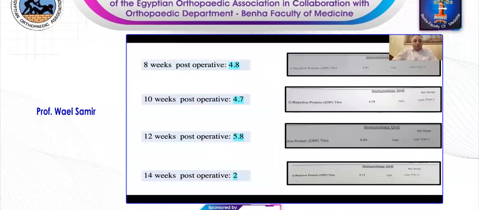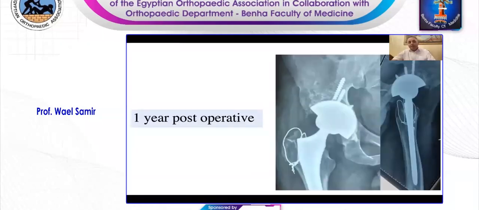And of course, we followed this patient again with CRP, and it was completely normal all through the follow-up stages. This is 8 weeks, 14 weeks, and at 14 weeks post-operative it is about 2. So we succeeded in controlling or eradicating the infection in this case, and this is the last follow-up 1 year post-operative with osseointegration of the proximal stem and of the acetabular component without any change in the orientation of the component.